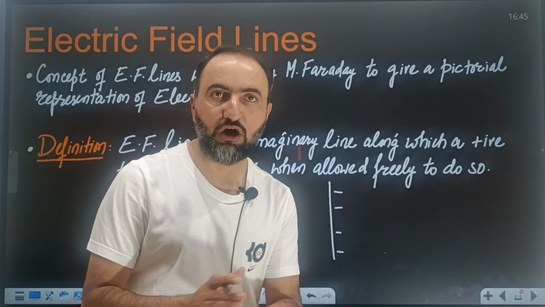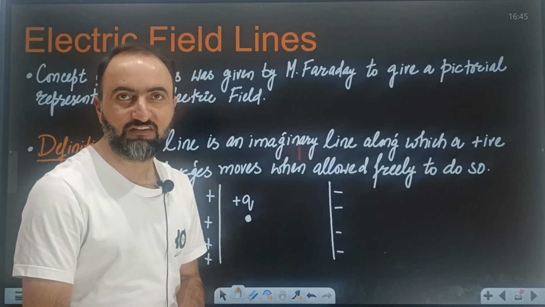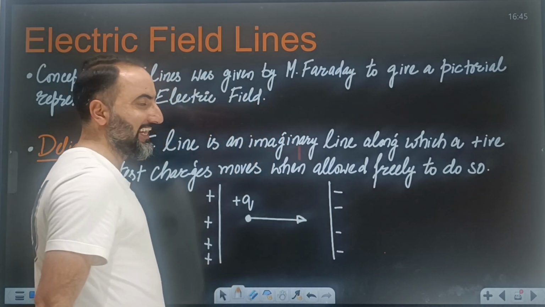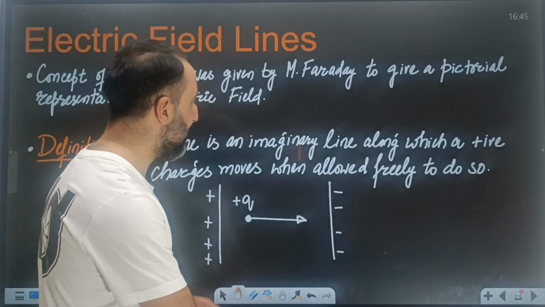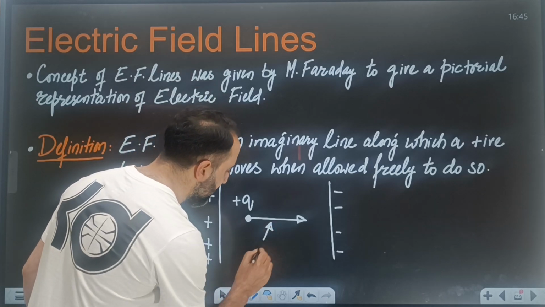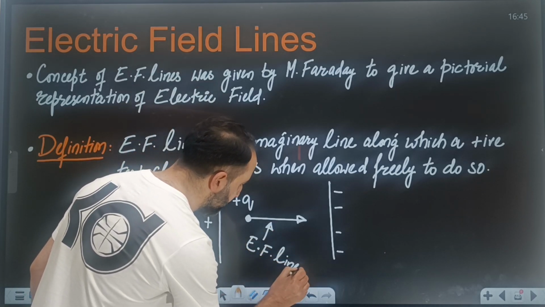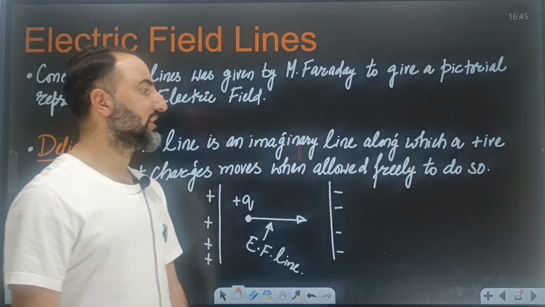ठीक है ना? This positive charged particle, it will be repelled by this positive plate and attracted by this negative plate, isn't it? So it will move from positive to negative in this direction along a straight line. This straight line is what we call as electric field line. This line, this trajectory or this path is what we call as electric field line. ठीक है बेटा? So this is exactly how we define electric field line.